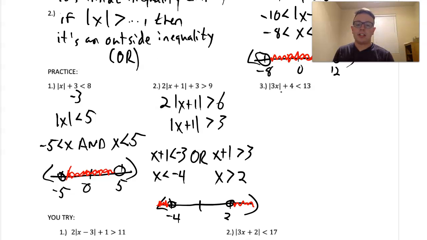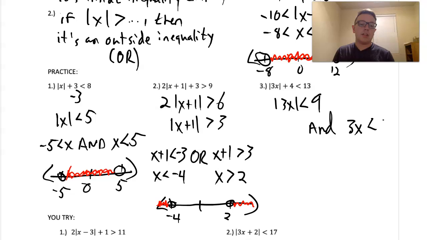Finally, for this one, let's take a look. We're going to start by subtracting 4. We get absolute value of 3x is less than 9. Now, this is less than, meaning it's going to be and. And what do we want to be true? We want it to be inside. We want it to be skinny.